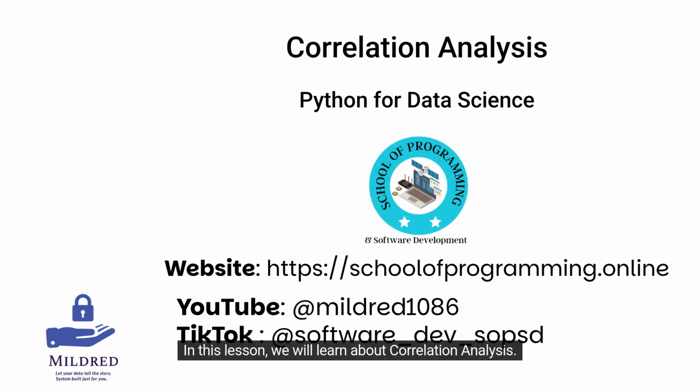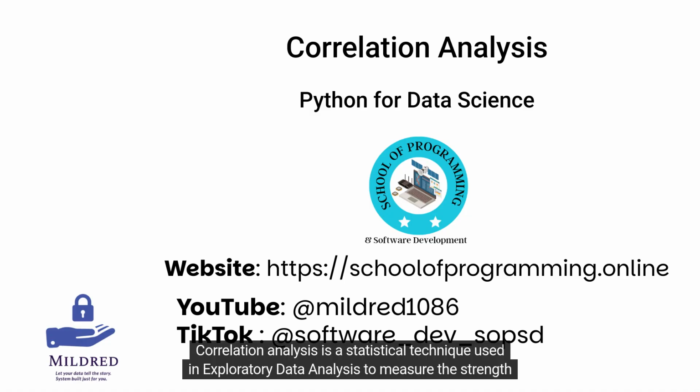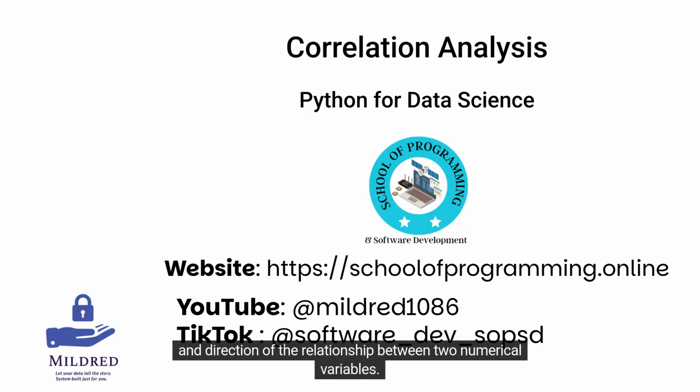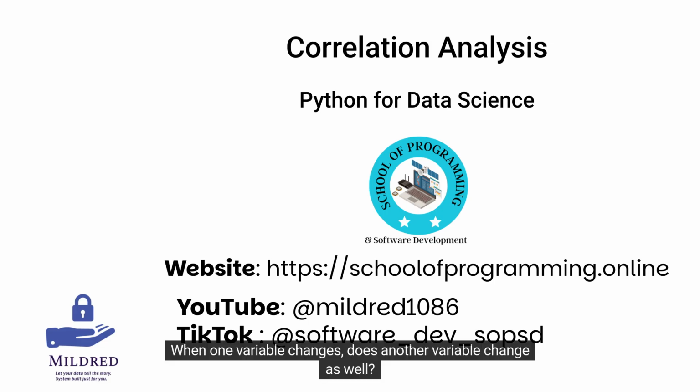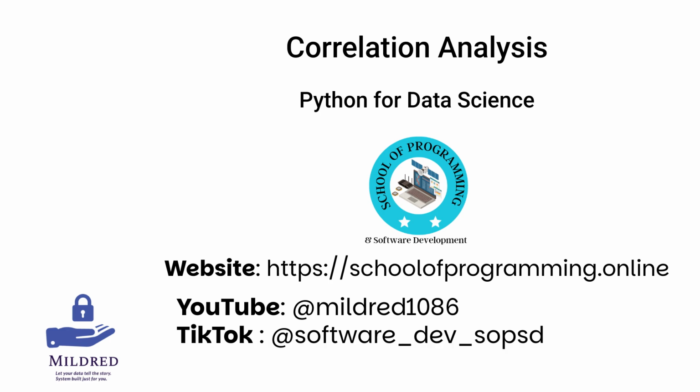In this lesson, we will learn about correlation analysis. What is correlation analysis? Correlation analysis is a statistical technique used in exploratory data analysis to measure the strength and direction of the relationship between two numerical variables. It helps answer the question: when one variable changes, does another variable change as well? Correlation does not prove causation, it only measures association.